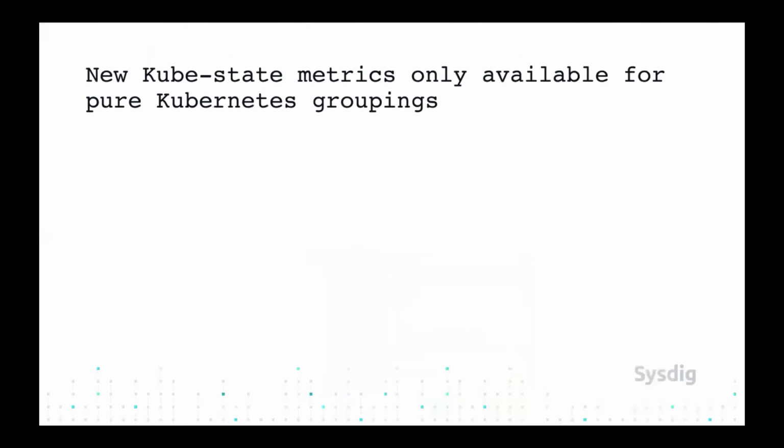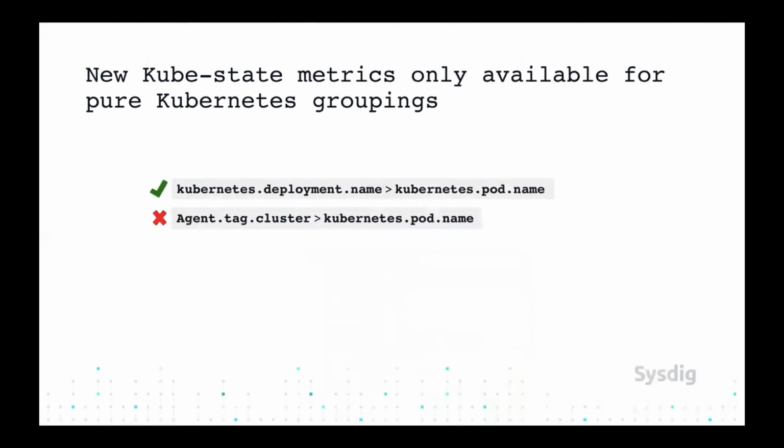And then the last one is the new cube state metrics that we are introducing are applicable only to pure Kubernetes groupings. What I mean by that is that if you have a grouping that has kubernetes.star in each of the labels in the hierarchy, then it's a valid pure Kubernetes grouping. If you mix and match them, we're not going to be able to report cube state metrics in an accurate way. We are introducing new groupings as well. So we encourage you to just use default groupings or a grouping that has Kubernetes.star.